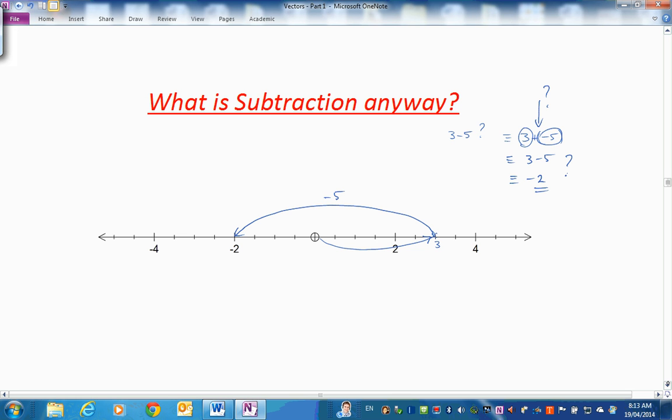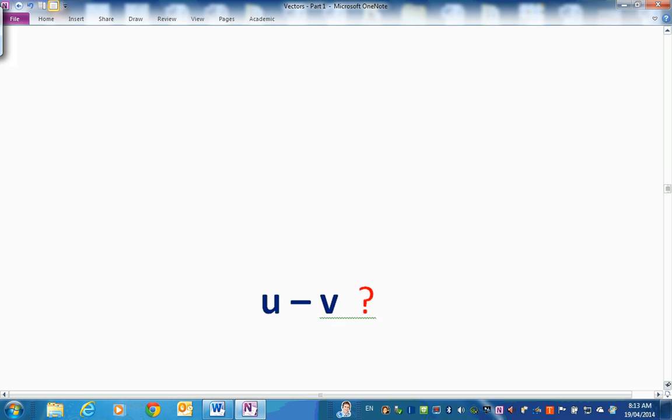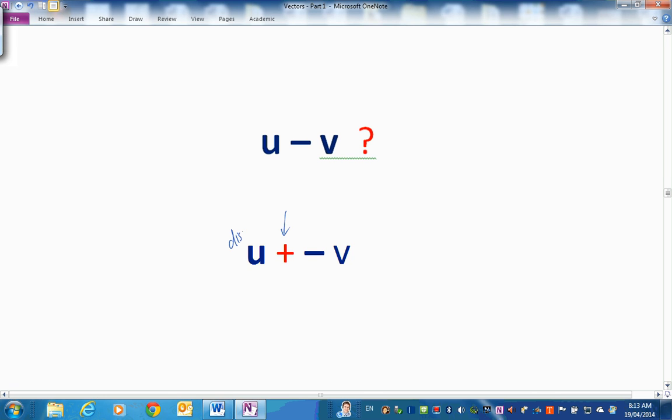Okay, well, what about vectors then? What will we do? Can you do u take v? Yes, we will add on to the displacement. Remember, u is a vector, it's displacement of a point. Add on to that displacement the negative, or the opposite direction, of displacement described by v. Okay, that's what we're going to do.